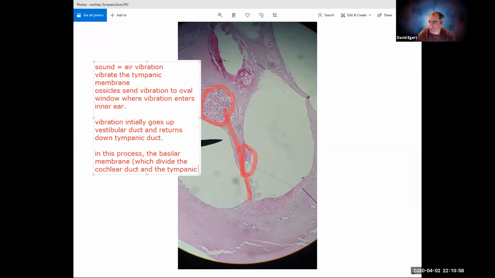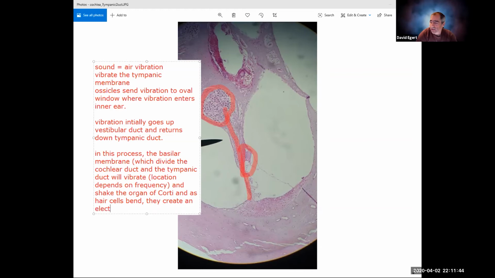Tympanic duct will vibrate. Location depends on frequency. Higher frequency is closer to the oval window, low frequency up near the helicotrema, and shakes the organ of Corti. And as hair cells bend, they create an electrical signal which will travel to the brain via cranial nerve.